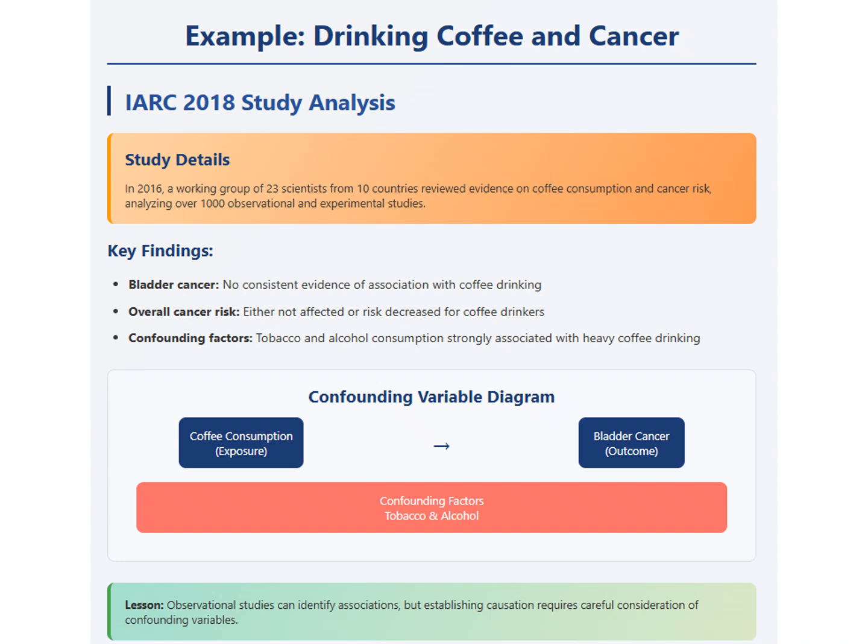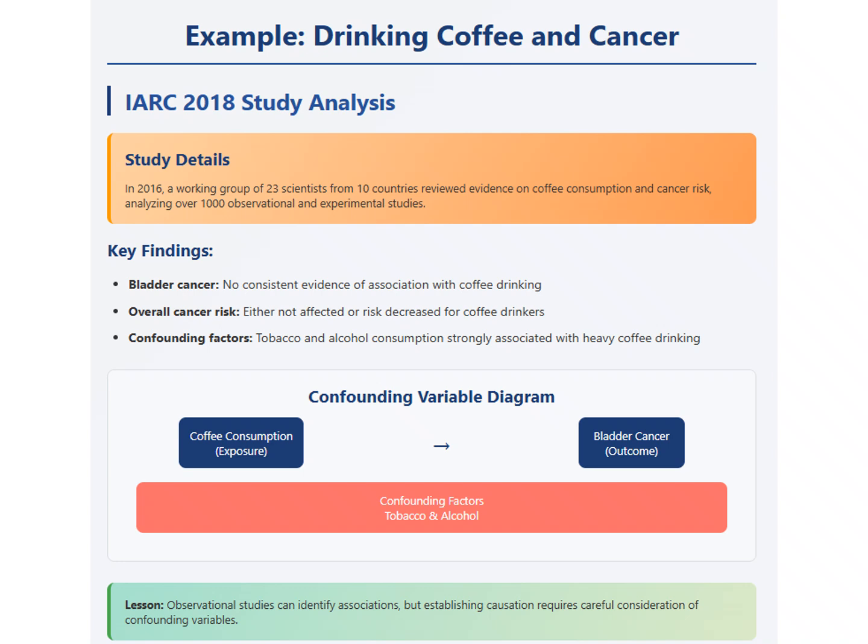So look at this diagram. We have coffee consumption as our exposure, what we're studying. We have bladder cancer as our outcome, what we're measuring. But notice the third element, confounding factors, specifically tobacco and alcohol consumption. So here's the key insight. Heavy coffee drinkers were much more likely to smoke cigarettes and drink alcohol. And we know that tobacco and alcohol are strongly associated with bladder cancer. So the question becomes, is it the coffee causing cancer, or is it the smoking and drinking that heavy coffee drinkers do?